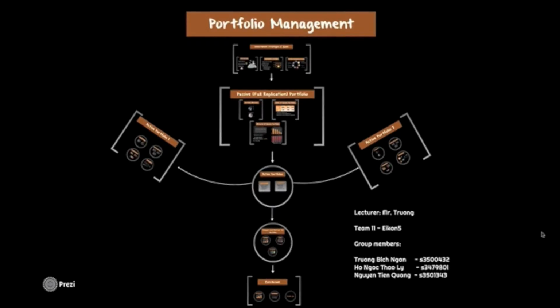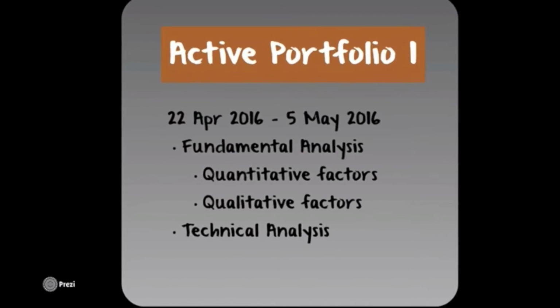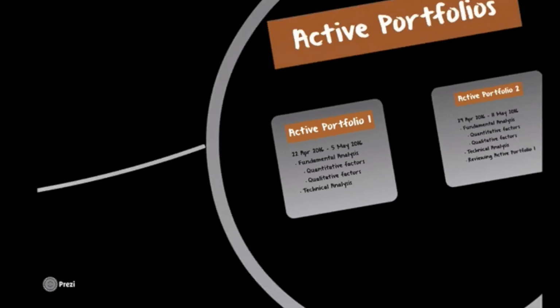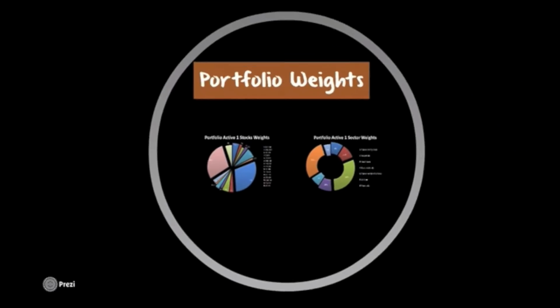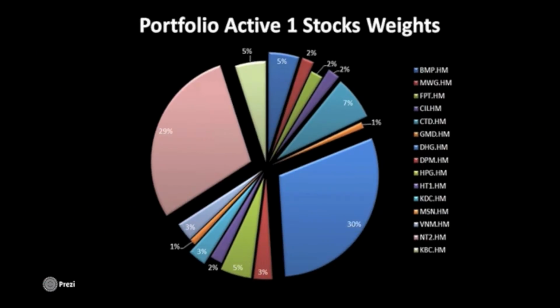Hi everyone, my name is Quang and I would like to continue. In our portfolio, we have portfolio number 1 and portfolio number 2. In portfolio number 1, we include fundamental analysis, technical analysis, quantitative factors, and qualitative factors. In the portfolio weight, there are 7 sectors in total. The healthcare sector had the highest percentage, accounting for 30%, and utility is 29%, the second highest. Secondly, I would like to mention the stock weight.